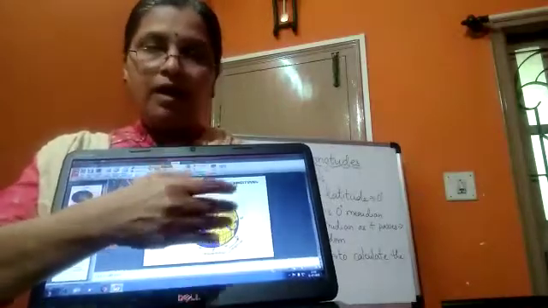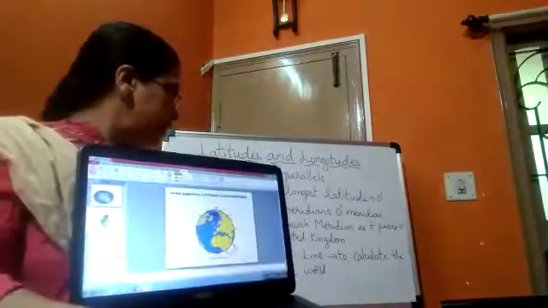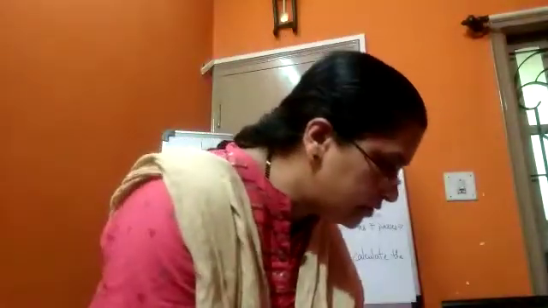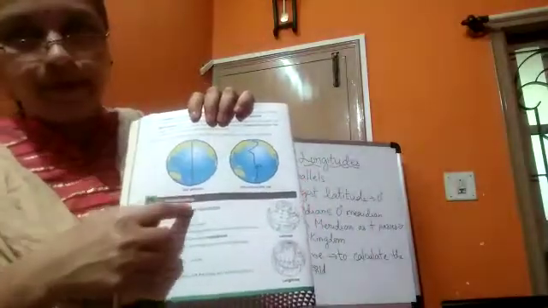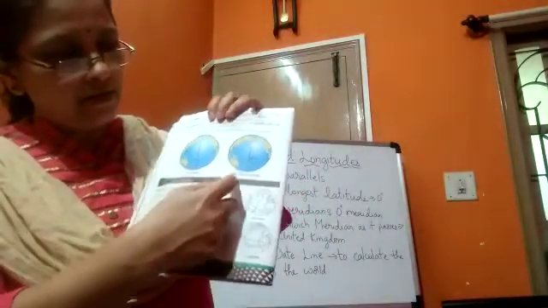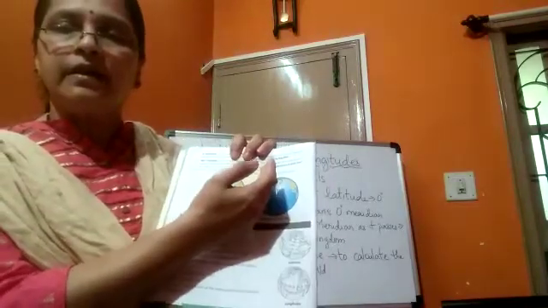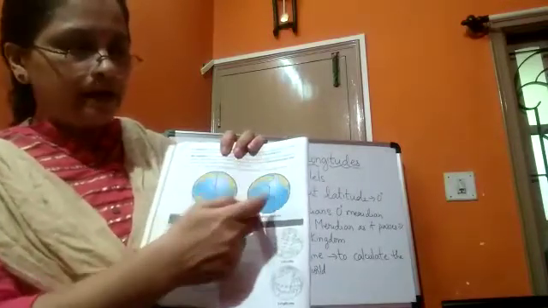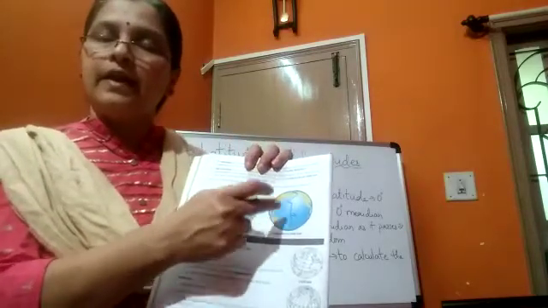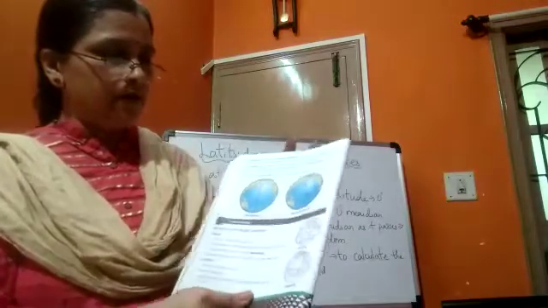And we have another line that is called the international date line, which is used to calculate the dates around the world. Now, this is the prime meridian, and this is the international date line. It is on the other side of the prime meridian, and it is used to calculate the days around the world. So this is longitude.